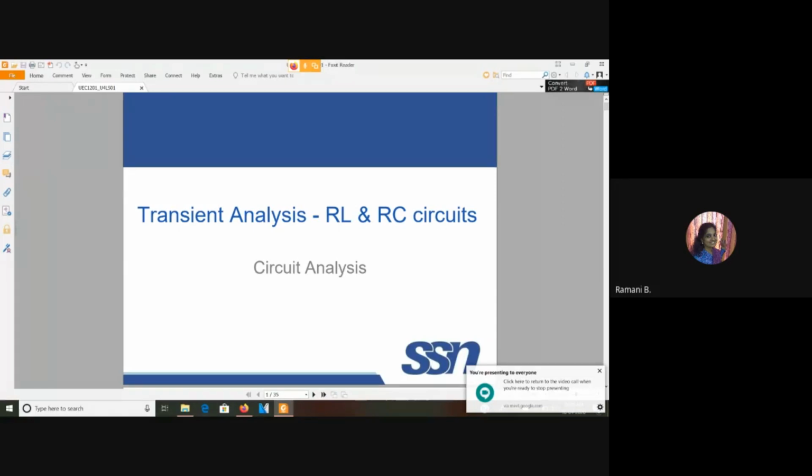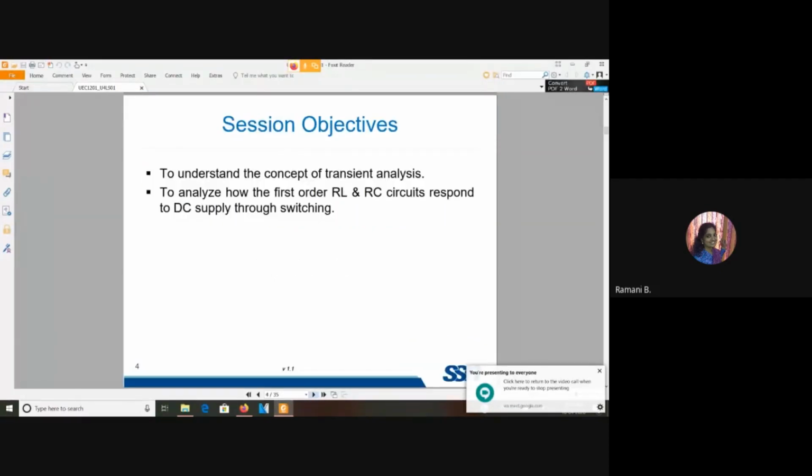Let us start with transient analysis in RL and RC circuits. Here we will understand what is meant by transient analysis and then analyze first order RL and RC circuits, and how they respond to a DC supply.